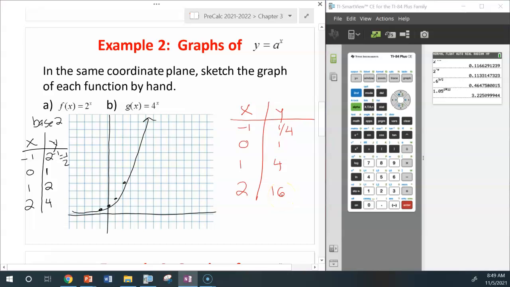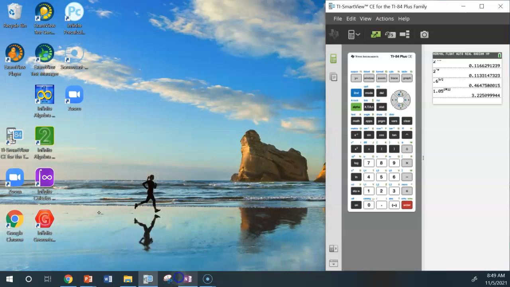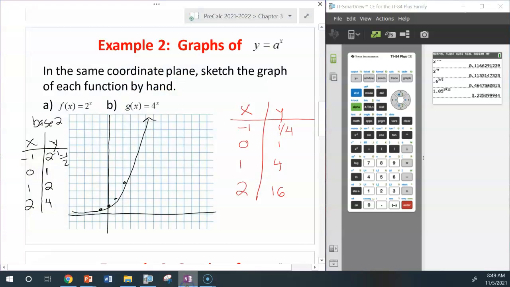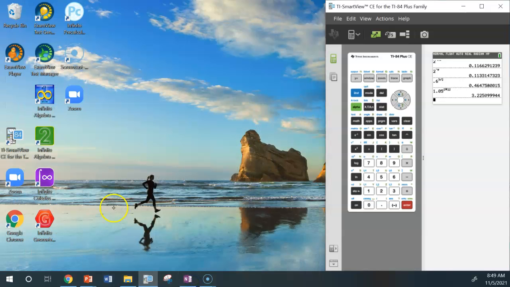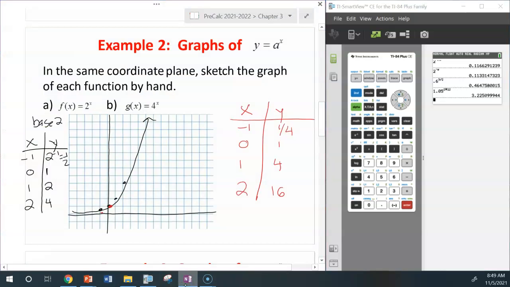All right, so now let's plot those. 0, 1 is still there. 1, 4, right there. And then 16 is way up here. So this graph is going to look something like that.